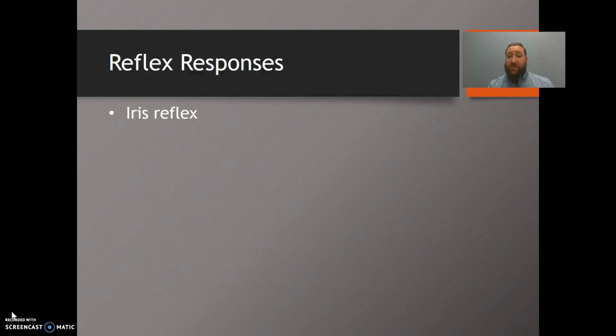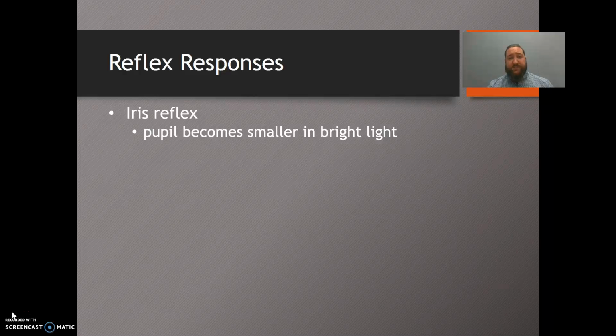An easy one for you to test yourself is your iris reflex. And this is the way your eye responds to changes in light. So if you set yourself up in a dark room in front of a mirror, with the lights off, and keep your eyes open, then turn the light on, you'll see your iris contract and you'll see the pupil get smaller. This closes off part of the pupil, limits the amount of light getting into the eye to help protect the retina from getting damaged by too much light.